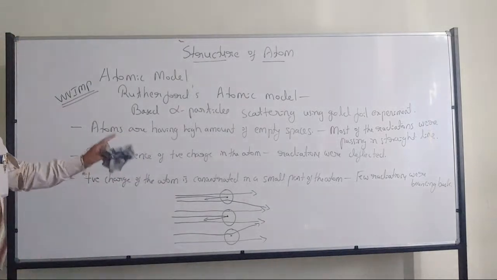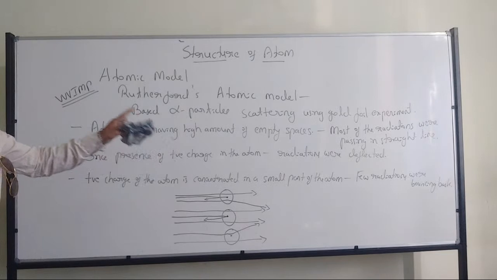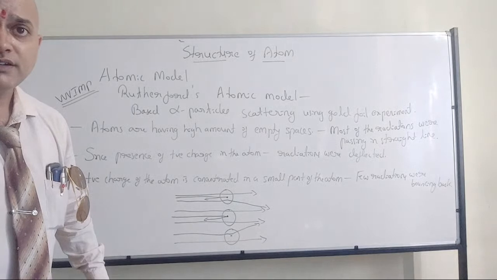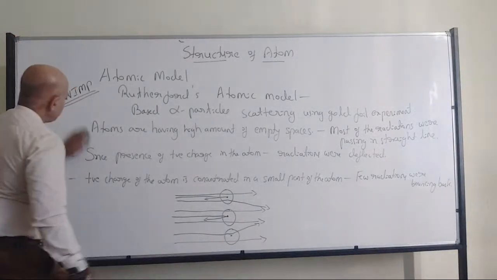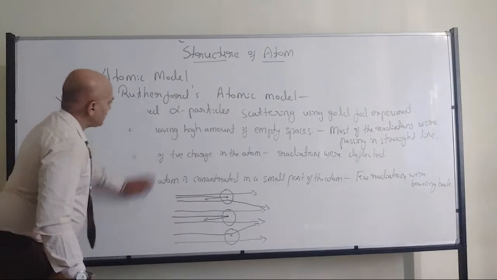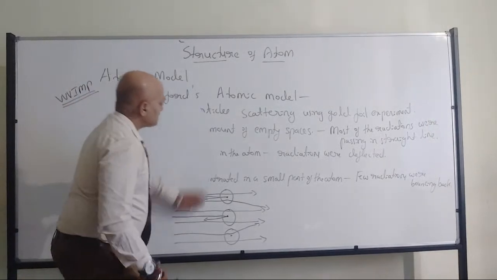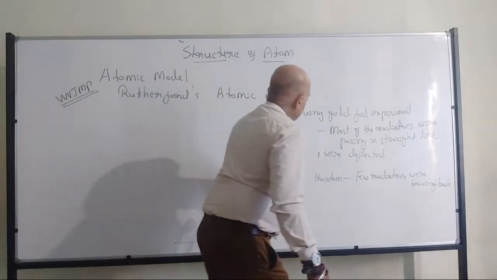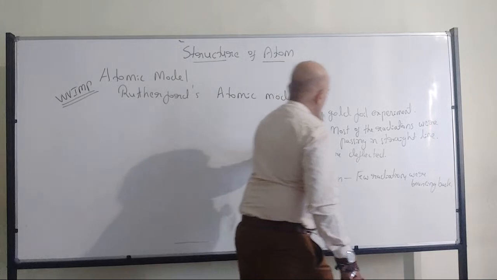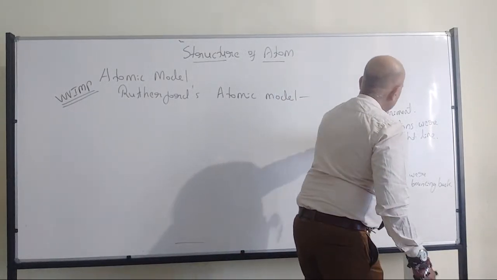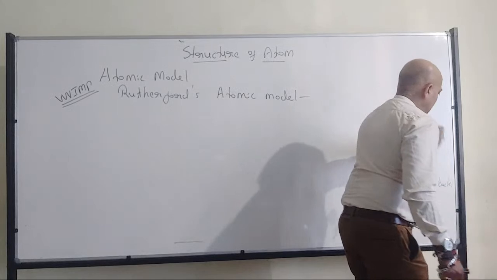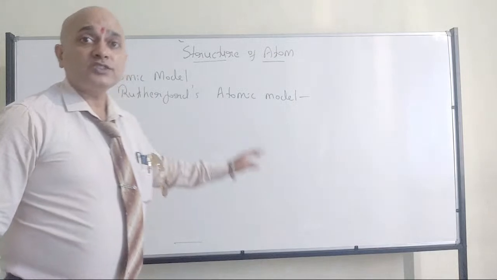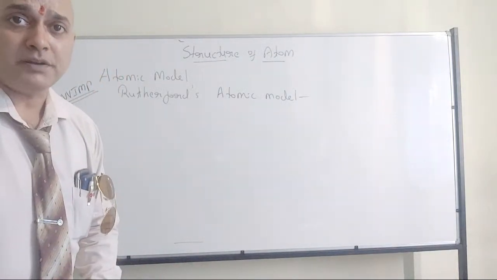So this is the explanation for the observation. This is the conclusions for the observation of the experiment. Okay? So shall we move to the next one? That is exactly the atomic model, Rutherford's atomic model. Next one. Based on these conclusions, Rutherford put forward the atomic model of the atom. He put forward the atomic model based on the conclusion of his experiment.